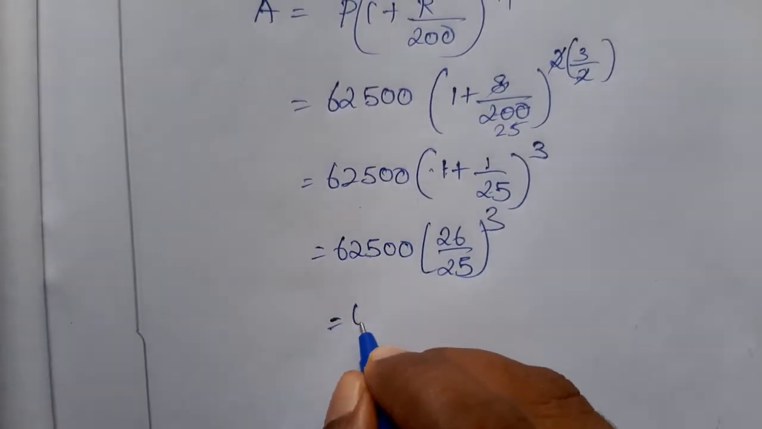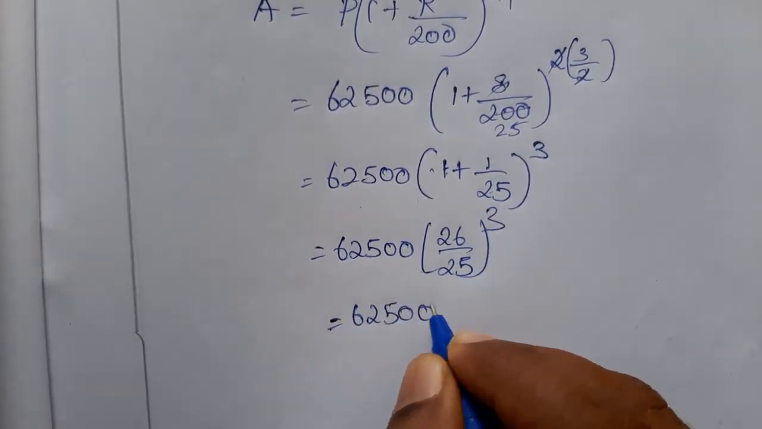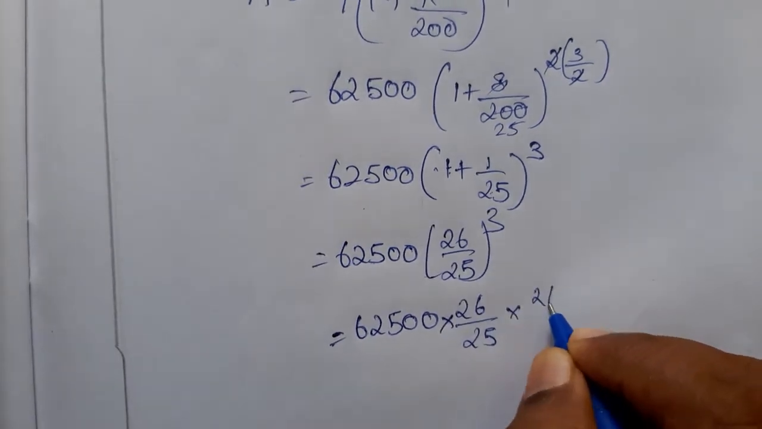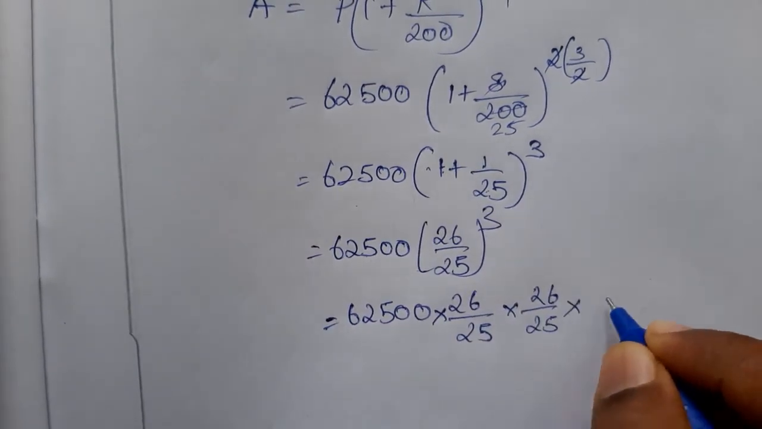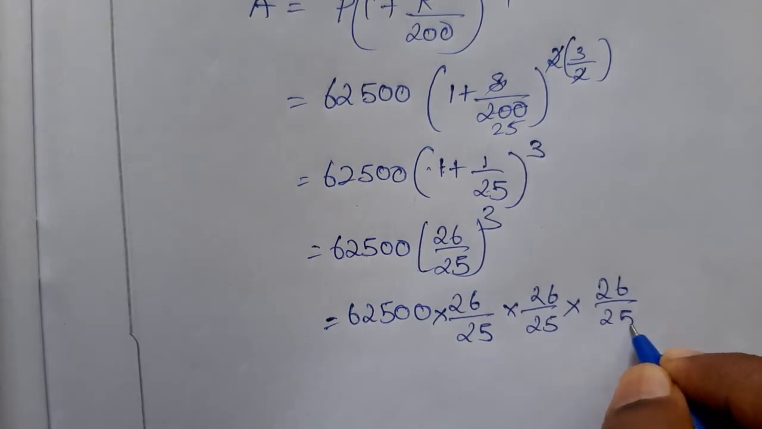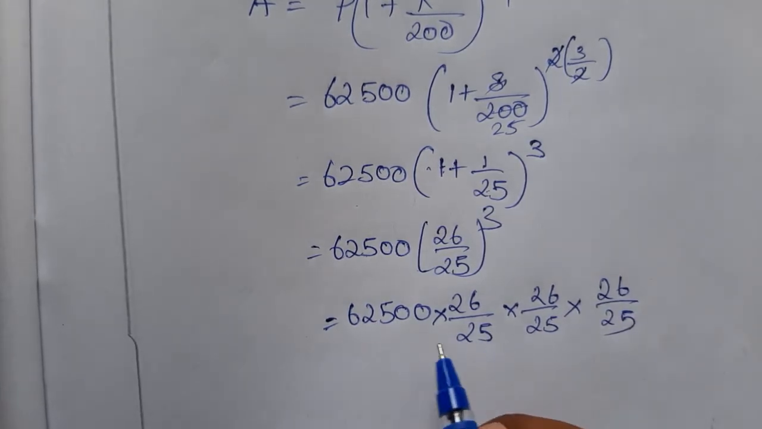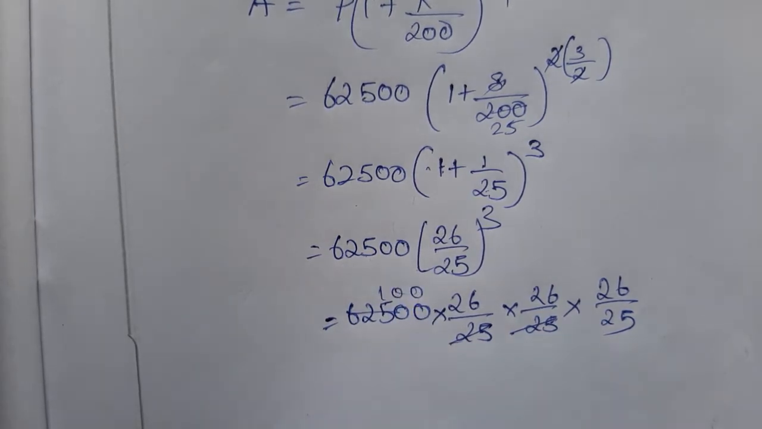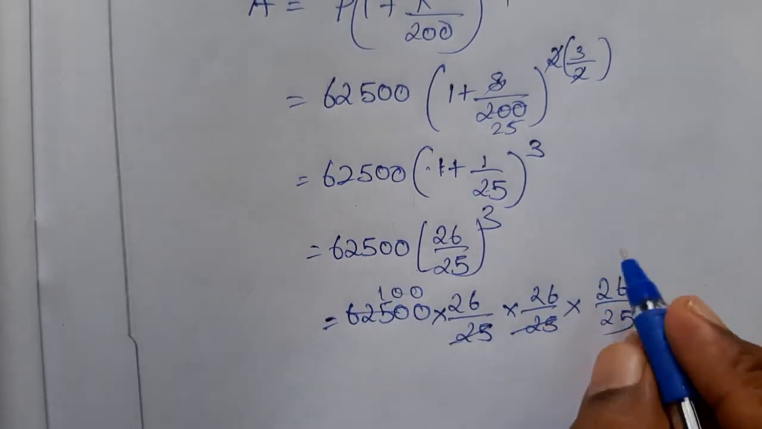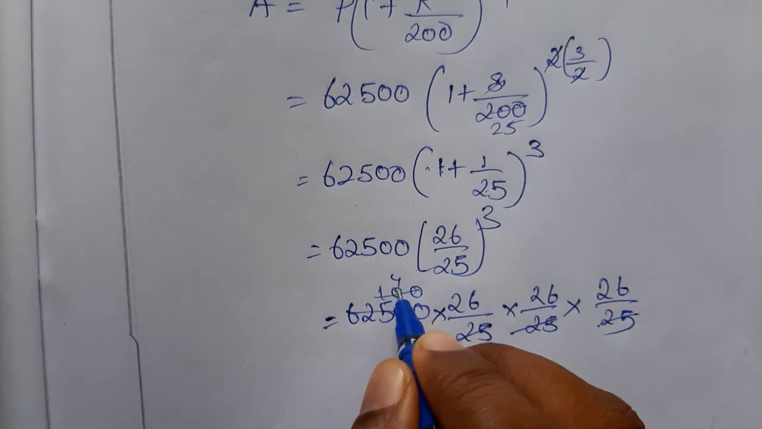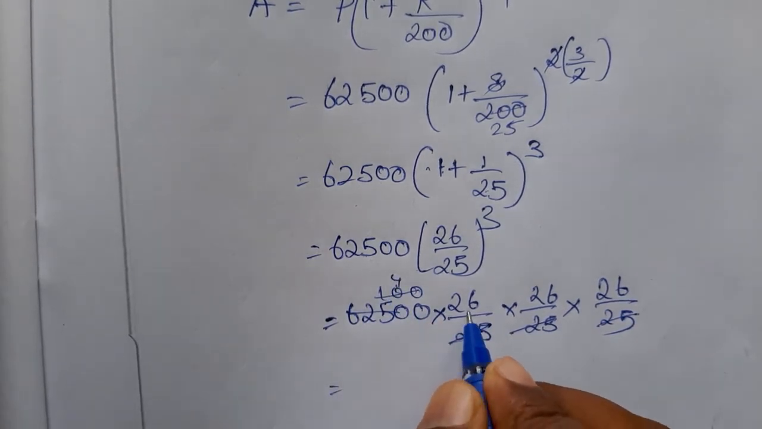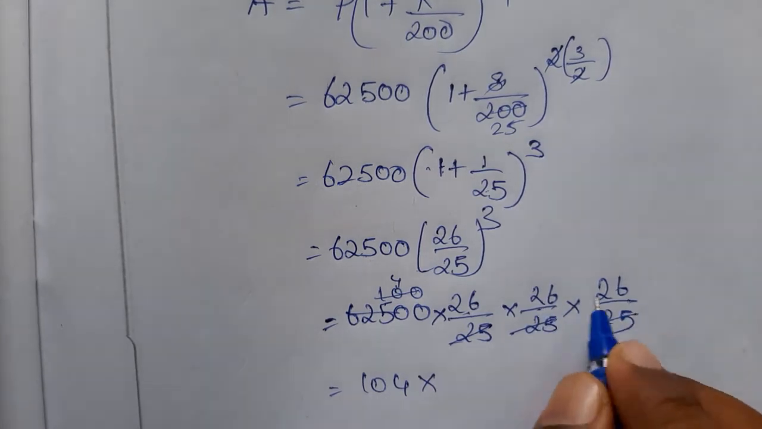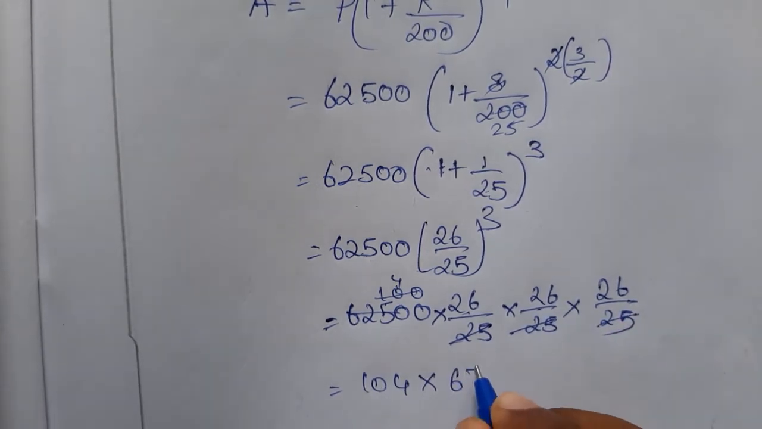We can expand and simplify this as 26 by 25 into 26 by 25 into 26 by 25. We know that 25 squared is 625, and 625 goes into 62,500 100 times, so 25 and 100 is 4 times. So 4 into 26 is 104, into 26 into 26. 26 squared is 676.